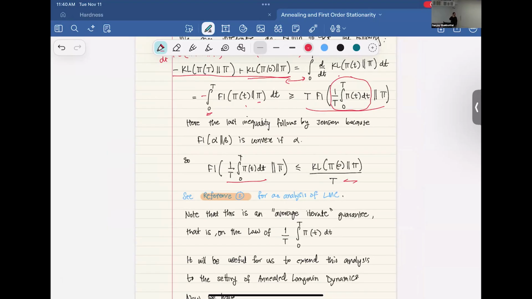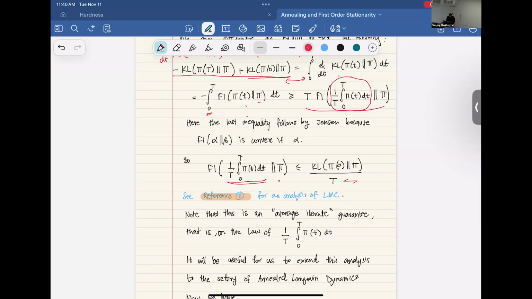Right now there's no pi superscript t. That is about to come in, where I change t. But right now pi of t is just the forward process. You're running Langevin towards pi. And this is the average, so this is a Fisher divergence between the average iterate and pi, and I'm saying that it goes down as 1 over t.